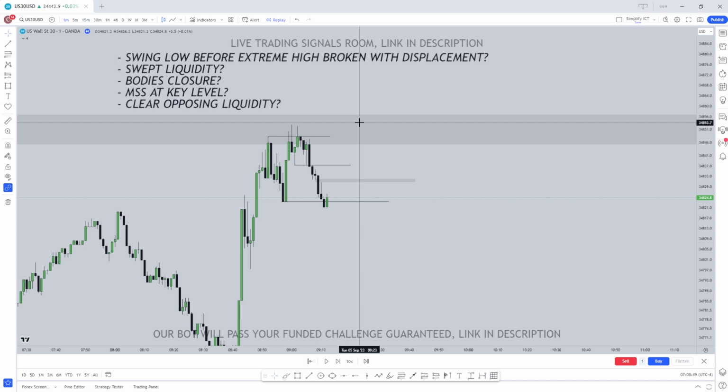Now, I'm going to go over this in the mentorship, which will be coming soon. But essentially, if you want to wait for your extreme levels to be fulfilled, such as your extreme order blocks, etc., remember, you are more likely to be swerved on the trade. However, you will get a higher risk to reward.